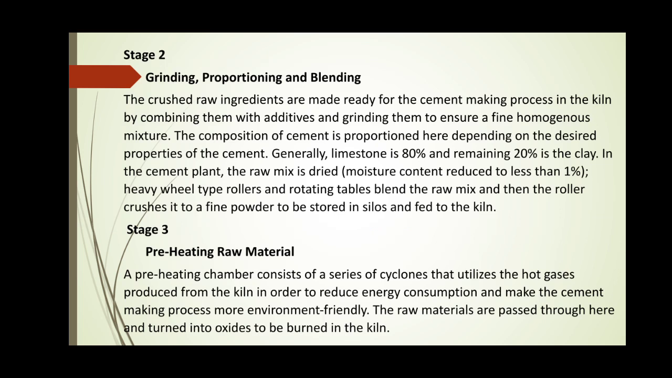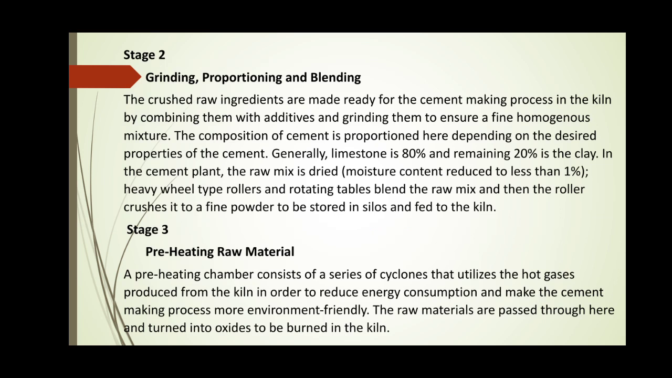The crushed raw ingredients are made ready for the cement making process in the kiln by combining them with additives and grinding them to ensure a fine homogeneous mixture. The composition of cement is proportioned here depending on the desired properties of the cement. Generally, limestone is 80% and the remaining 20% is clay.